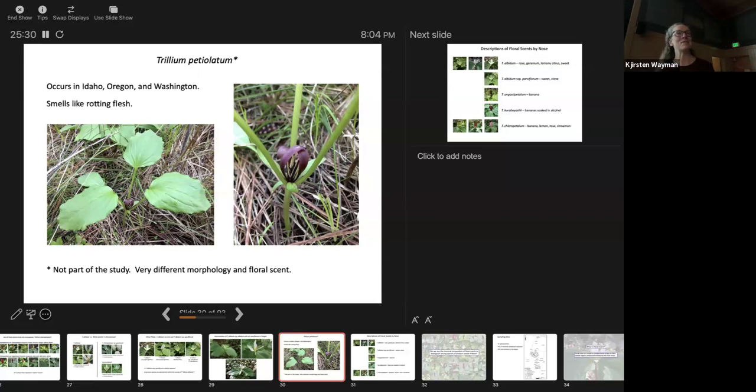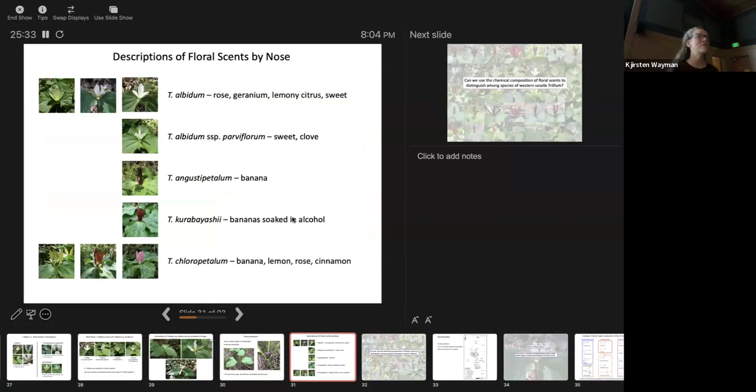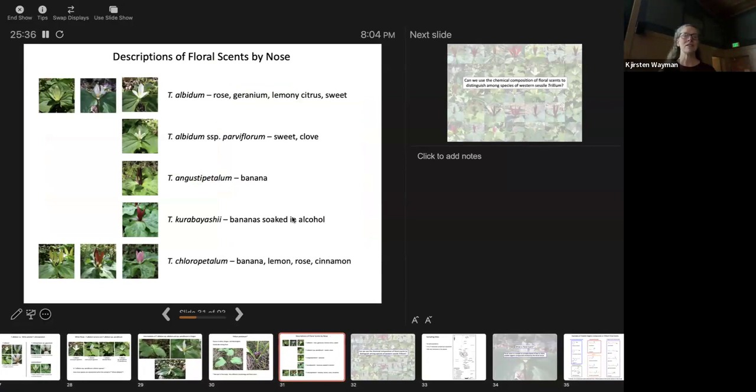And that horrible smell is to be distinguished from the floral scents of the rest of the sessile trillium that I've discussed. So Trillium albitum has floral scents reminiscent of rose or geranium, lemony citrus, or just a sweet scent. It's hard for me to describe that sweet scent aside from just saying sweet, but sweet is what it is. Subspecies parviflorum has a sweet scent with a hint of clove. That clove is often a distinguishing feature for that subspecies. Trillium angustipetalum has a scent like bananas. Trillium kirbyashii also has a banana-like scent, but it's got a zing to it. I say it's more like bananas soaked in alcohol.